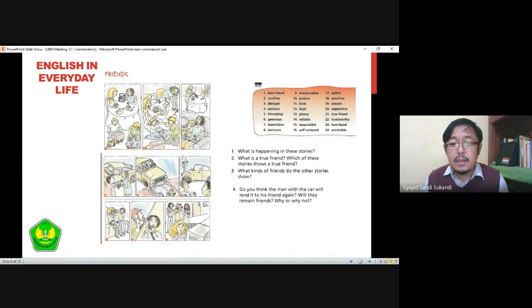So in English, we call this two-faced. Two-faced. Bermuka dua. So the girl with the yellow hair cried and told about her problem, her situation, her personal things to her friend. Unfortunately, the friend that she trusted so much shared that story to other people, to her friends, and at school it becomes gossip, and people were talking about the girl.